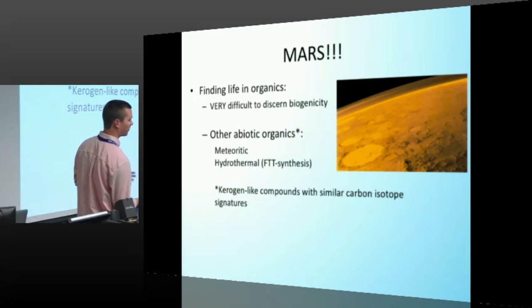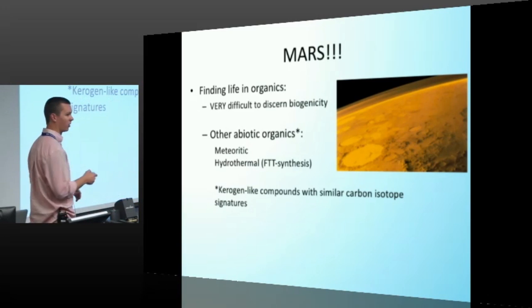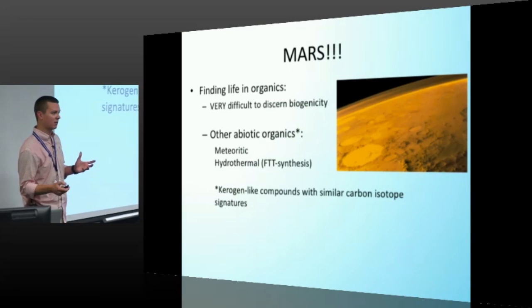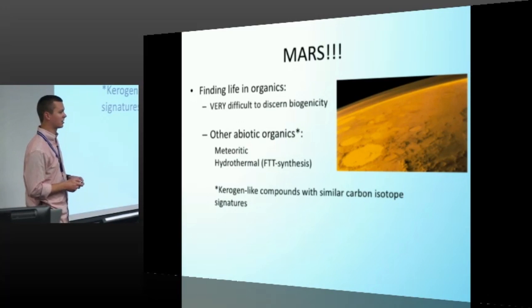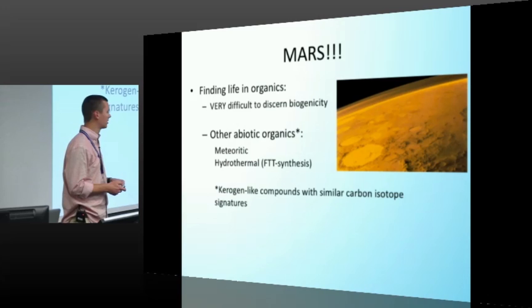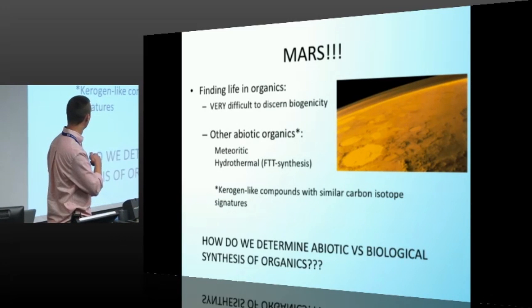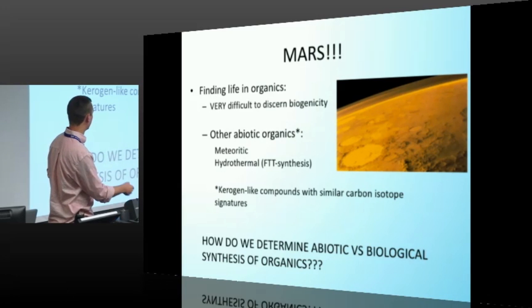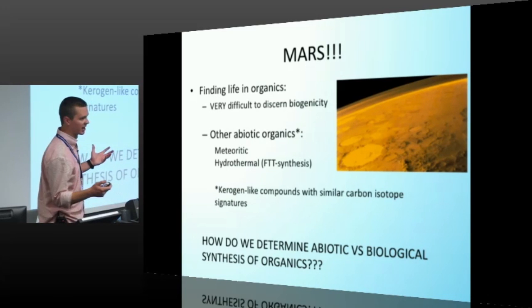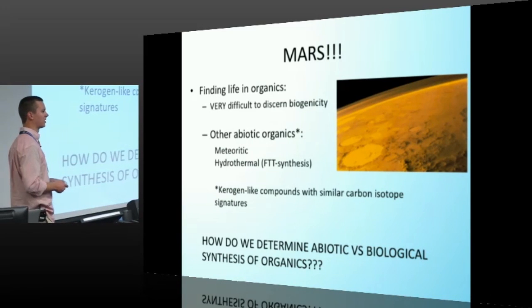One thing I'd like to do in my PhD is look at these different forms of organic matter and try and see if there are some characteristic differences in them that we might be able to discern the biogenicity of any organic matter we detect on Mars, which would be awesome. So how do we determine abiotic versus biological synthesis of organics? That's the big question, I think, right now in terms of this.